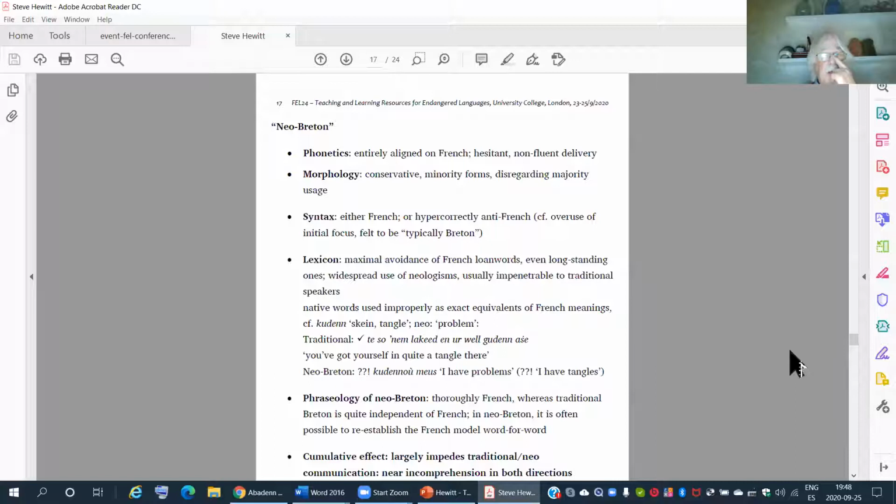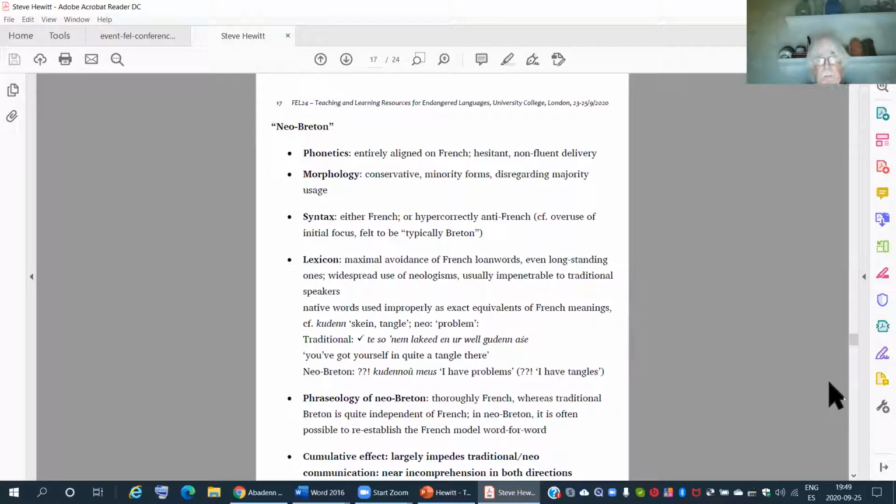So, Neo-Breton. Phonetics: entirely relied on French. Morphology and conservative syntax: either French or hypercorrect. Lexicon: a big problem with the lexicon, maximum avoidance of French loanwords.